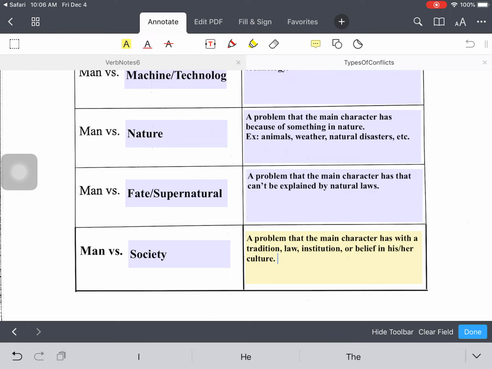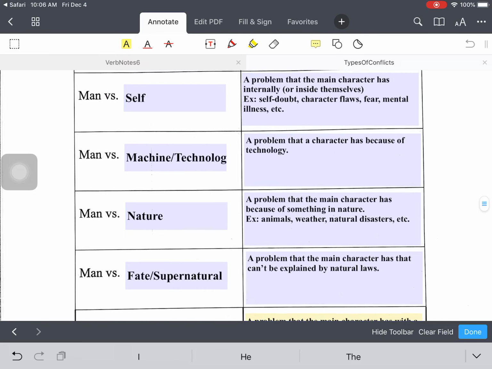For man versus society, we're really looking at conflicts like in Hunger Games, for example, where the entire society has been recreated into something that we would not recognize, where the kids are having to fight each other to the death. And that is the problem that Katniss has with her society, is that she does not believe that these traditions, these laws, are right. So that is a man versus society problem.